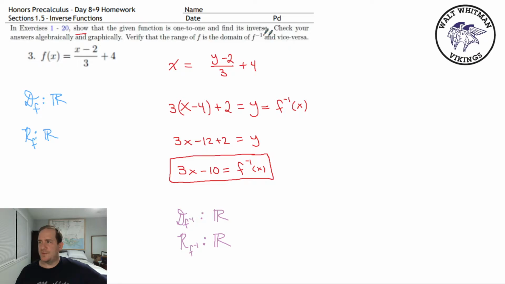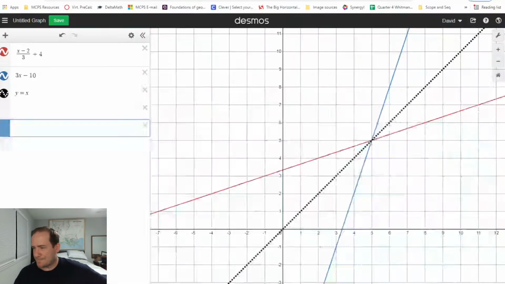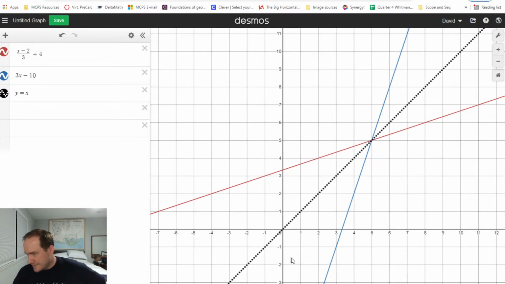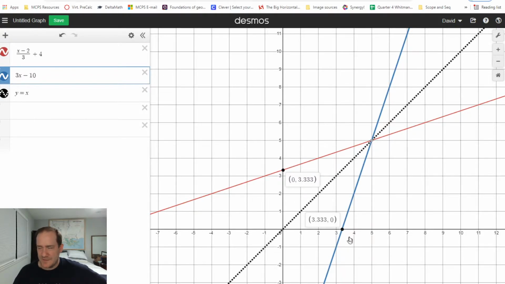Now it also says we're supposed to check our answers algebraically and graphically. So checking that these things are inverses graphically, we would go to Desmos. And I would just graph them together. And I might want to graph the line y equals x. And when you graph them together, you can see that yes, they are reflected images of one another. You could maybe look at your intercepts here. And that helps to kind of verify that yes, these functions are inverses of one another because we see that input-output switching, right? We can see that.